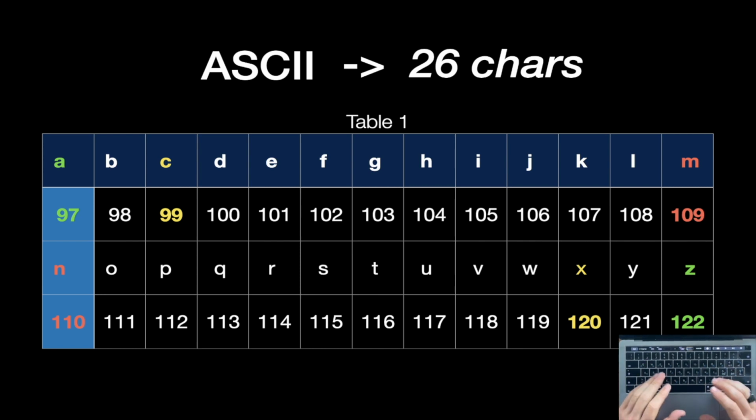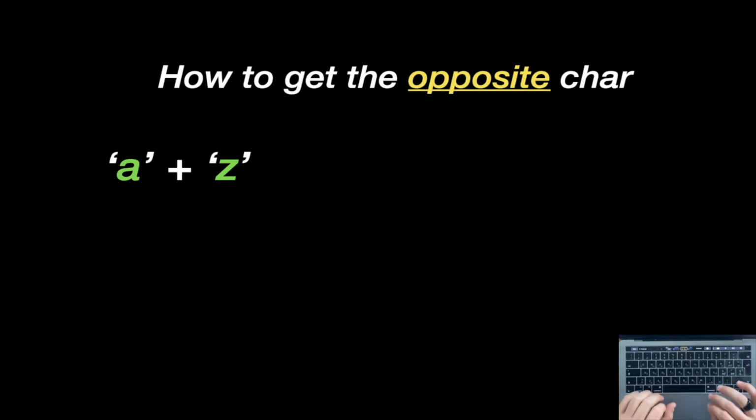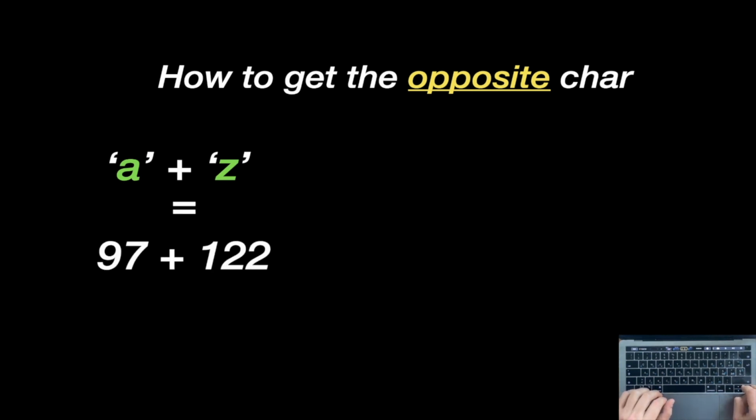So I need a strategy to get this algorithm to work out. Let's decompose this problem. My idea is to sum A and Z. When I say sum A and Z, you perfectly know that I'm saying sum 97 and 122. The sum of the two is giving rise to 219. Perfect. So I have this value.